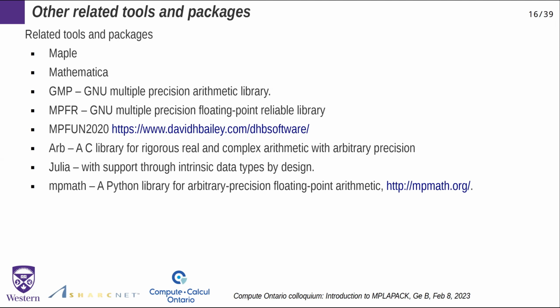And Julia is an emerging programming language for scientific and high performance computing with a lot of support. It supports multi-precision computation with an intrinsic data type for that. And mpmath, this is interesting. This is a Python library for arbitrary precision floating point arithmetic. And it claims it supports various linear algebra operations comparable to LAPACK and BLAS.